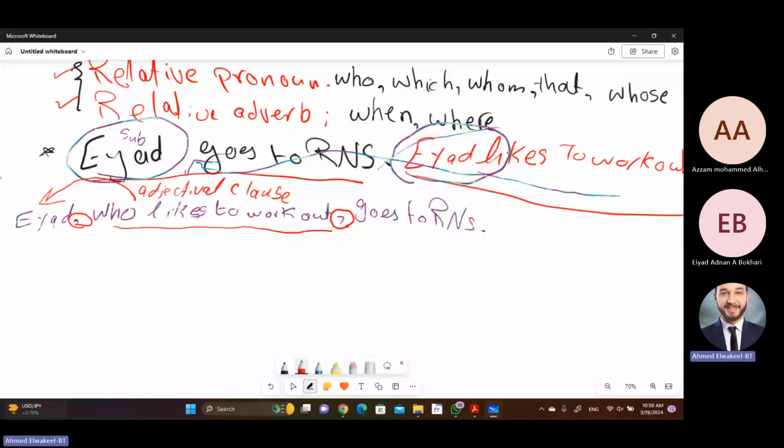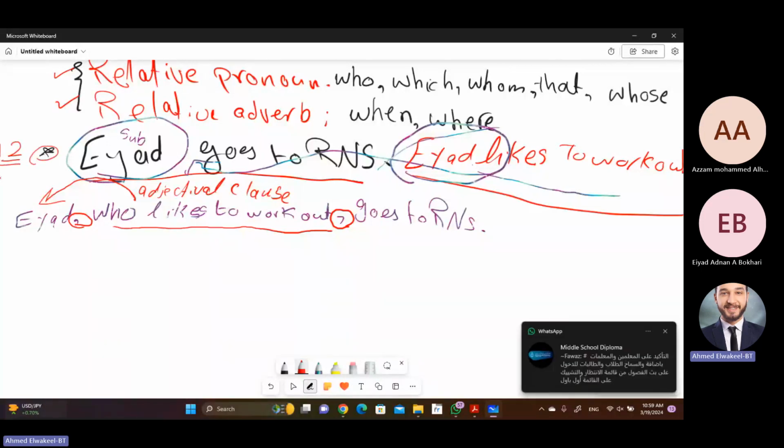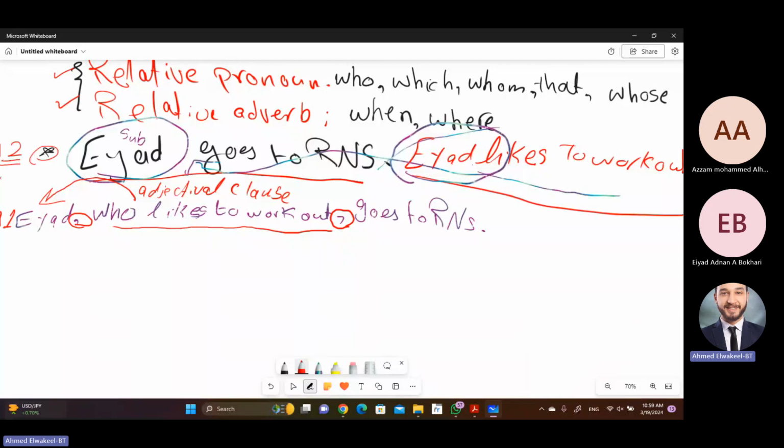Right now, I had two sentences, but I combined both of them into only one. Correct? This one, "Iyad goes to RNS," is an independent clause, a simple sentence. And "Iyad likes to work out" is also an independent clause. But the new one, "Iyad, who likes to work out, goes to RNS." How many clauses do I have in this sentence? The new one.